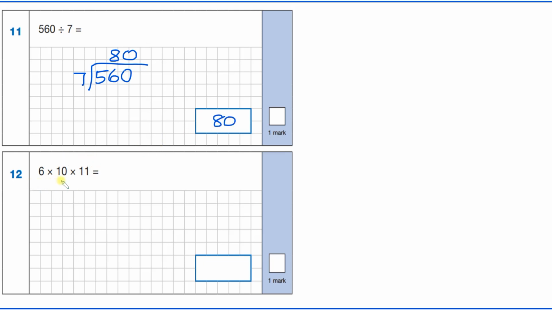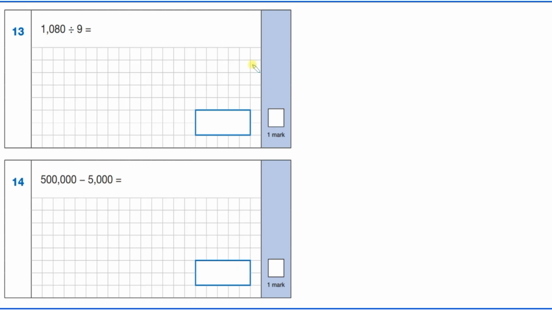Now 6 times 10 times 11. In this question, keep the 10 for the last. So 6 times 11 is 66, times 10. We studied that multiplying by 10 is adding 0. That is 660. So the answer is 660. Question number 13.